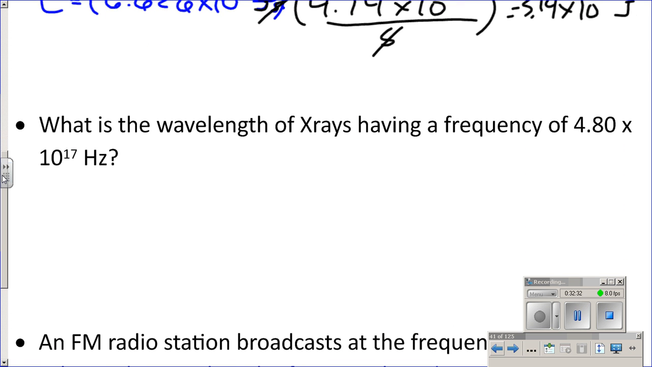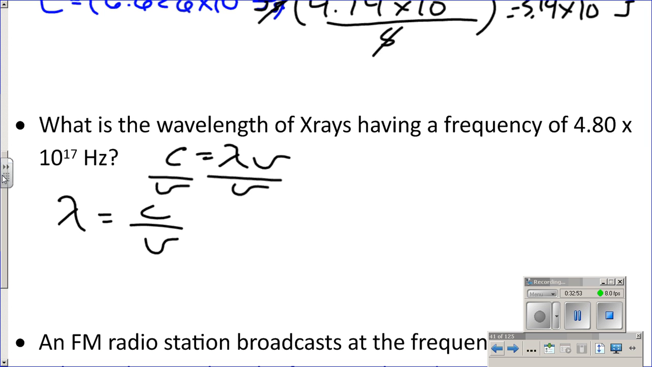All right, do you guys think you could do that? What equation should you be using? First one or second one we learned? The first one, c is equal to wavelength times frequency. We're solving for wavelength, so you're dividing by frequency on both sides. So wavelength is equal to c over v. c being 3.00 times 10 to the 8th meters per second.